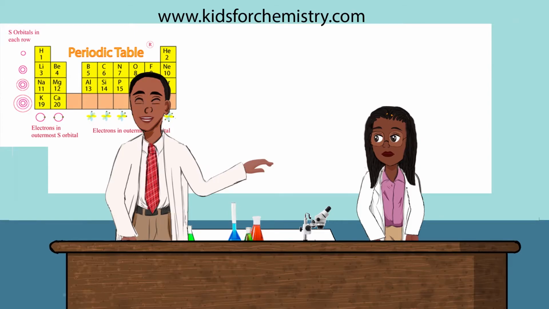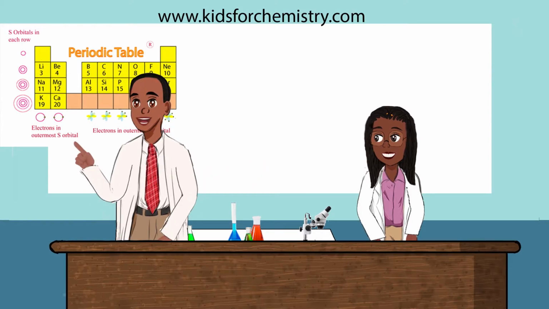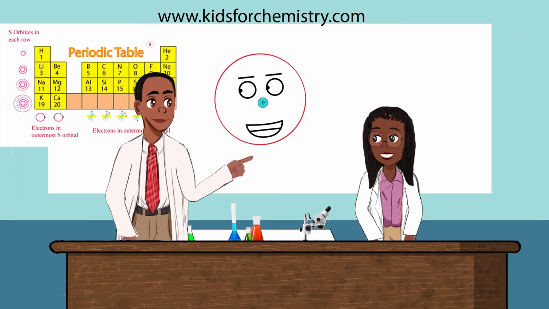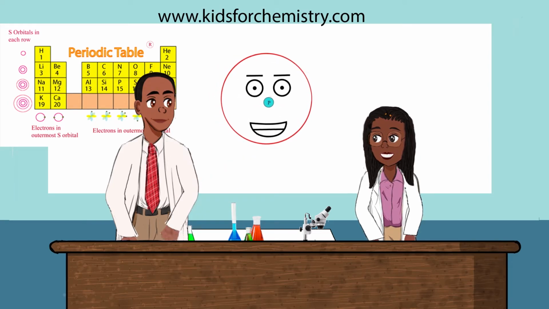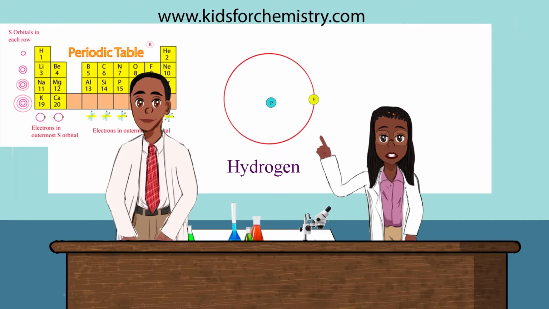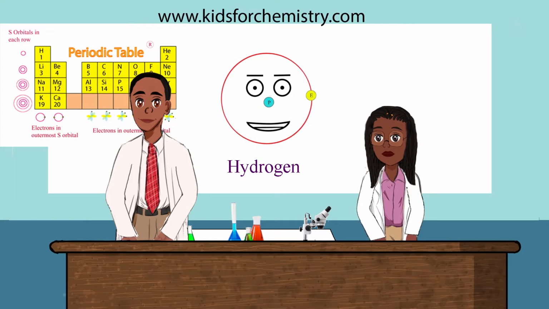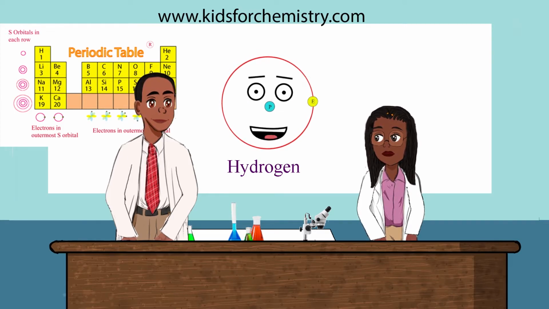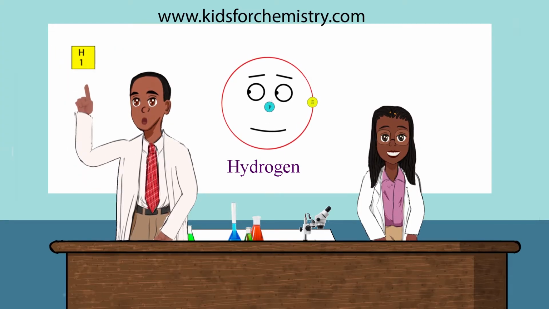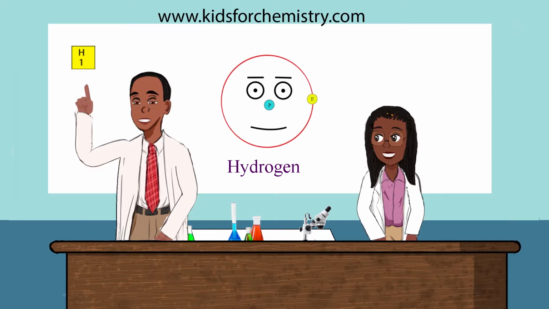But before we talk about lithium, let's review the hydrogen atom and the helium atom. Orbital, where are you? I'm coming. Give me a moment. There you are. Can you show us the hydrogen atom again? Of course I can. This is the hydrogen atom. And as you can see, hydrogen has 1 proton and 1 electron. That's why hydrogen is number 1 on the periodic table. And if you look at the periodic table for hydrogen, it has the number 1 on it. This number is called the atomic number.